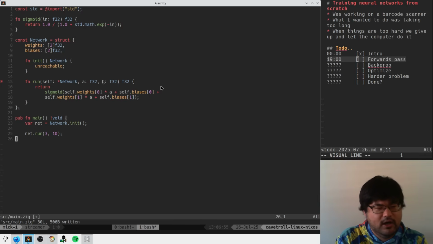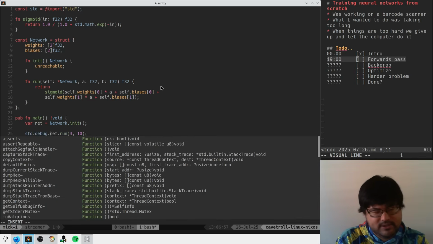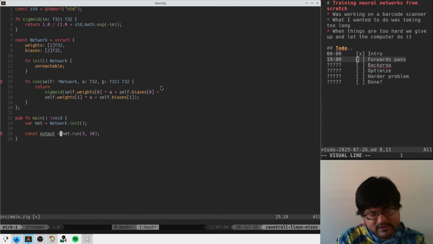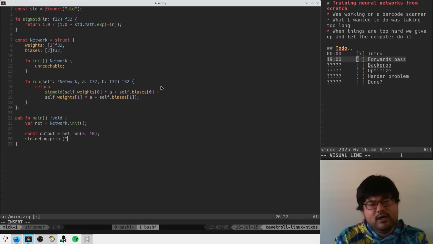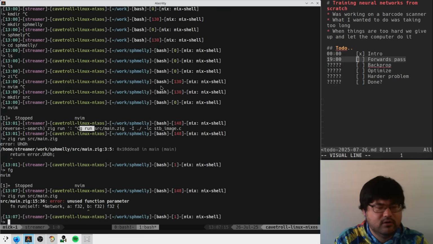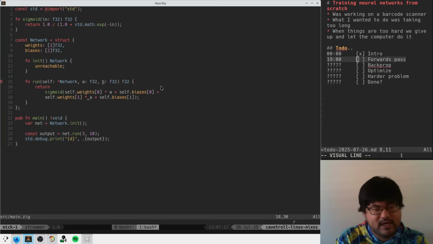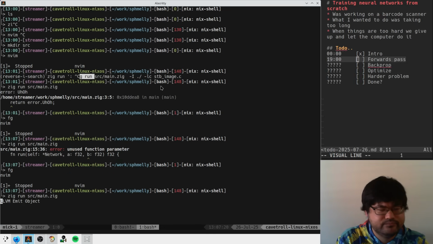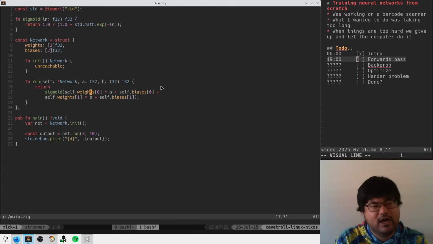Now, can we say const output is this, and then can we run this thing? Or print it. That's looking like you're getting somewhere. Now, why is he mad? Because we didn't use B here. We used A, like a dumbass. Easy. Okay, so now we have to initialize these things. So let's just initialize them with zeros for now.